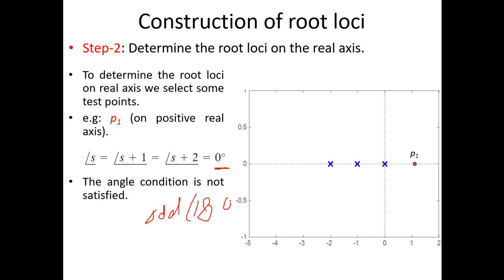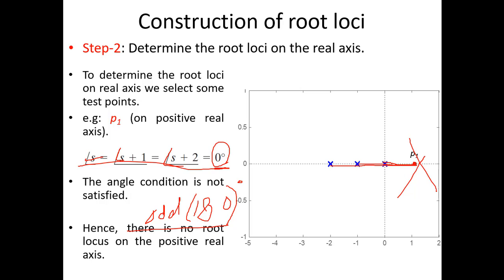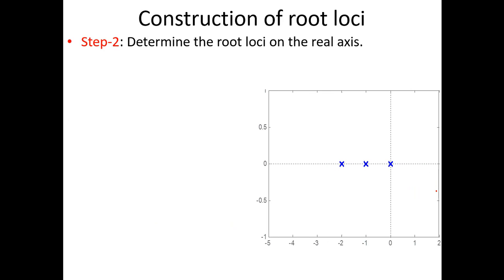Their summation should be equal to odd times of 180 degrees. Sitting at this point P, this is at 0 degree. Similarly, this is also at 0 degree, and all of these are at 0 degrees. If you sum the angle of s plus the angle of s plus 1 plus the angle of s plus 2, you will get 0 degree. But you have to get odd numbers of 180 degrees. So this means that this point is not on the root locus.